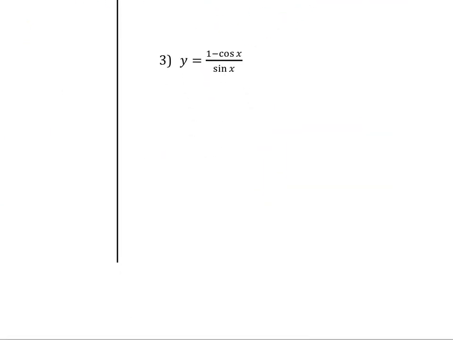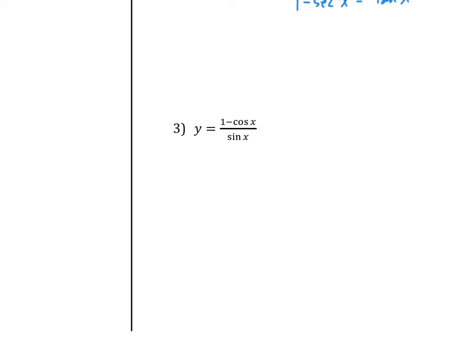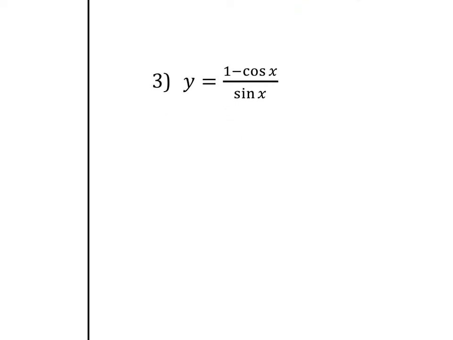All right, let's have you give this one a try. y equals 1 minus cosine x over sine x. You can do it any way you want. You can use the quotient rule. You can change it to another trig function first. It's up to you. But go ahead and solve this problem and come back and check your answer.